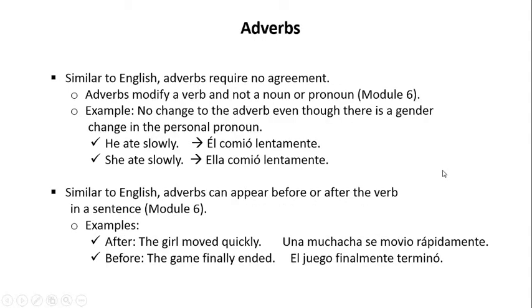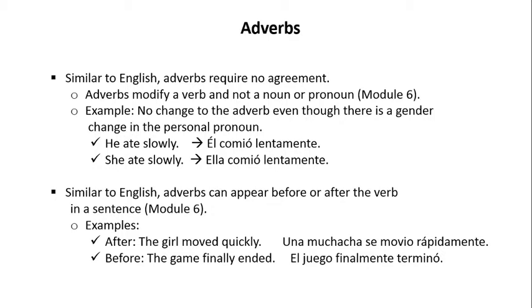Let's look at adverbs. Similar to English, adverbs require no agreement. Now, the reason for that is because adverbs modify a verb and not a noun or a pronoun. Module 6 has more details. Now, let's take an example. In this example, there is no change to the adverb, even though there is a gender change in the personal pronoun. He ate slowly, él comió lentamente. She ate slowly, ella comió lentamente. So the adverb stayed the same, even though there is a gender change in the personal pronoun.